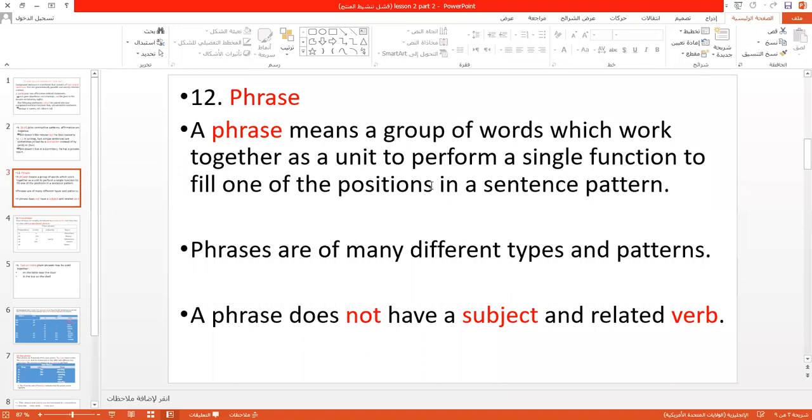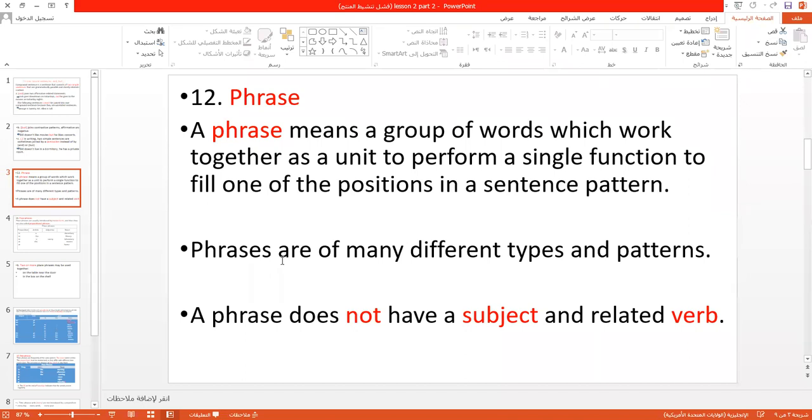When we say positions, what are the positions of a sentence? If you remember in the first lesson, we mentioned there are three positions in any sentence: the subject, the verb, and the complement. The first position is the subject, the second position is the verb, and the third position is the complement. So a phrase can take the place of a subject, or the place of a verb, or the place of the complement. So this means a phrase is not a sentence. It's part of a sentence.